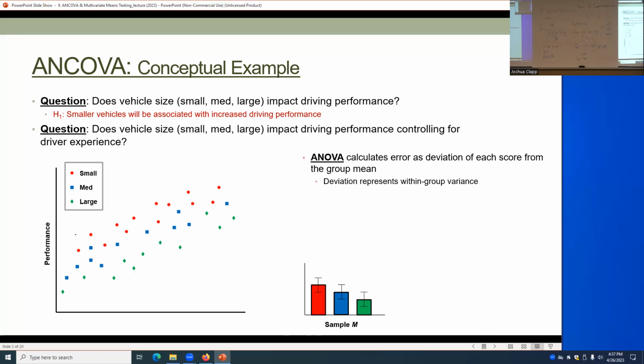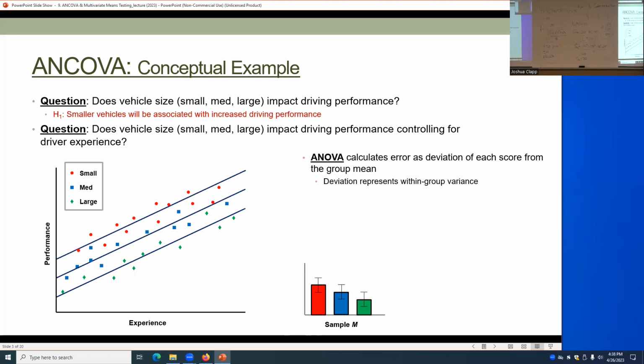My assumption is that people with more driving experience are going to be better at performing things than people with less driving experience. That makes some sense. My study isn't really interested in driving experience, but it's a factor that may impact my outcome that I might want to account for, to help reduce some of the error in my experimental design. So if I model experience down here, I'm going to have a regression line with the relation between experience and performance for my large group, my medium group, and my small group, okay?